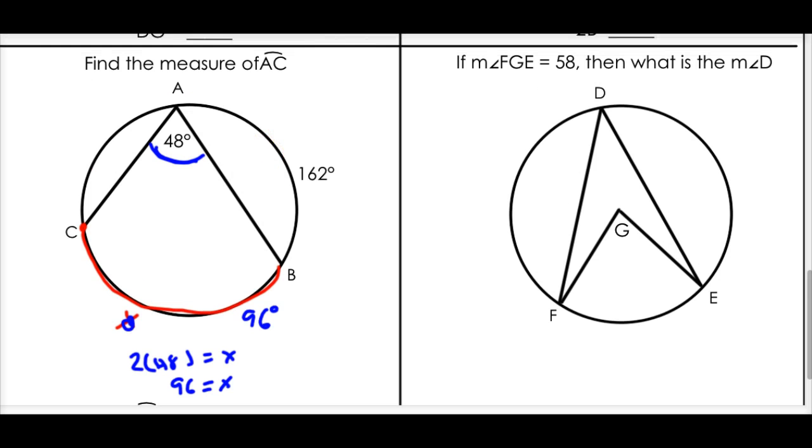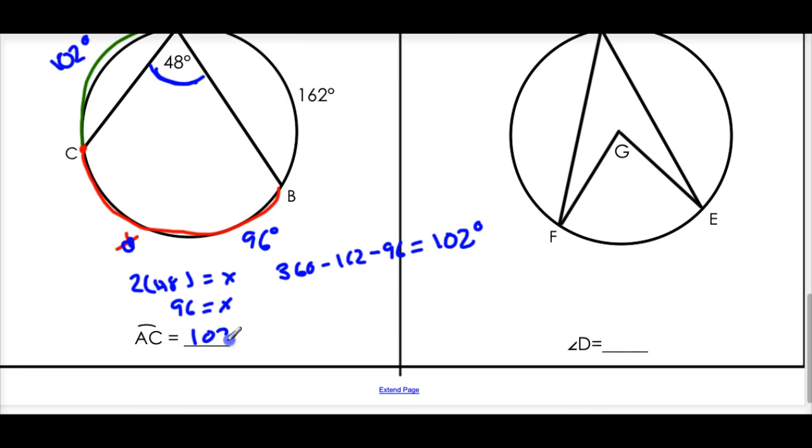Now to find what AC is, this missing arc over here, all I have to do is do 360 minus 162 minus 96. All right? So I'm subtracting 360, which is the whole thing, minus the 2 arcs I know. And that gives me 102 degrees. And so that tells me what the missing arc is. So AC is 102. Simple as that.